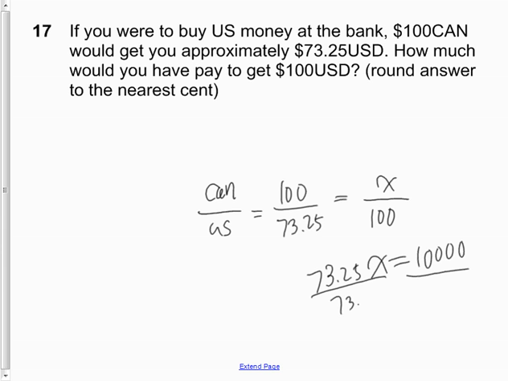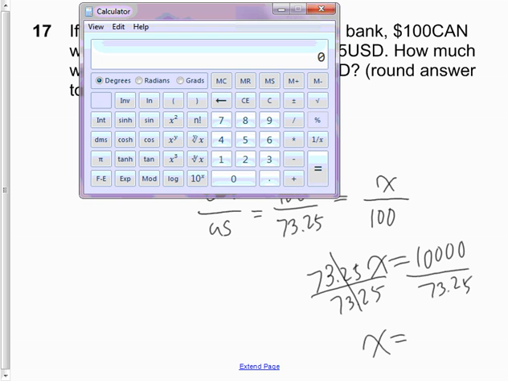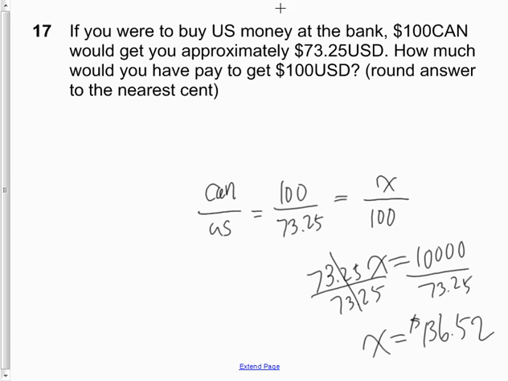Divide both sides by 73.25 to solve for your x. x will equal, take my calculator, 10,000 divided by 73.25 is $136.52. It says round your answer to the nearest cent. How many had that one right? How many had it wrong but now realized that it would have been easy to set it up like that proportion? You didn't answer it? Okay. A lot of people skipped this one.